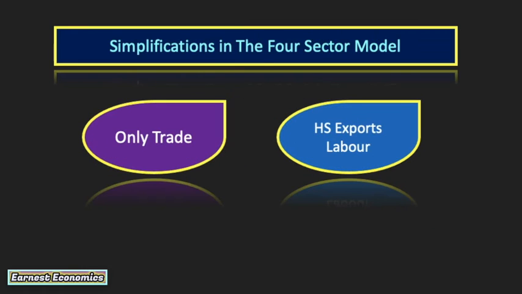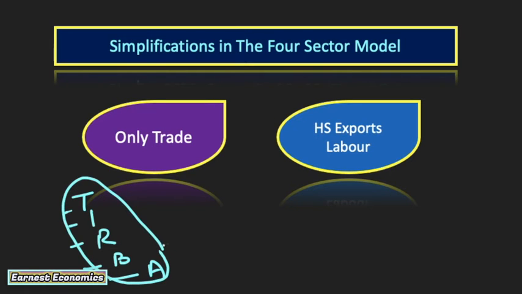Now, one point we need to be very clear about here is that if we bring in all the sorts of economic relationships, so I have talked about trade, investment, remittances, borrowings, aid, and so on and so forth, if we bring all these dimensions together, our four sector model will become very complicated, and we will not be able to manage it properly. Therefore, what we do is that we bring simplifications to the four sector model.